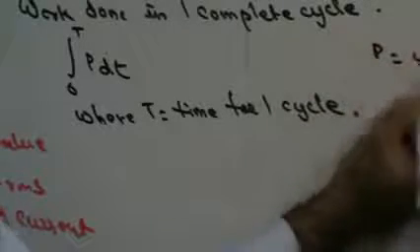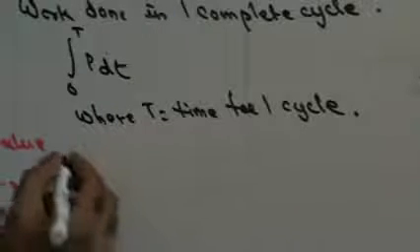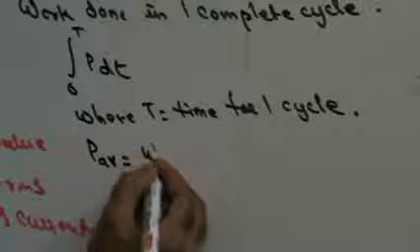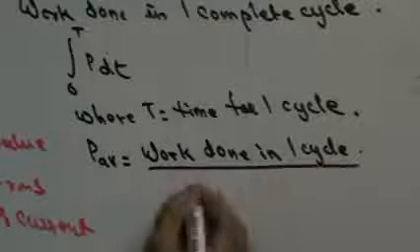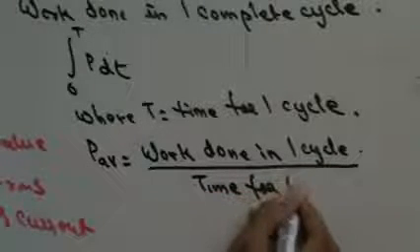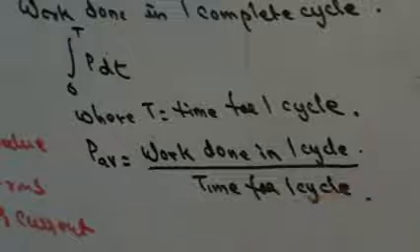Guys, how did I get this? We know that power is work upon time. That's how I got work is power into time. That's how I got that equation. And we assume power to be P and time to be dt, right? In that case, I can say therefore the average power will be the work done in one cycle divided by the time for one cycle. That is going to be the average power in the circuit.